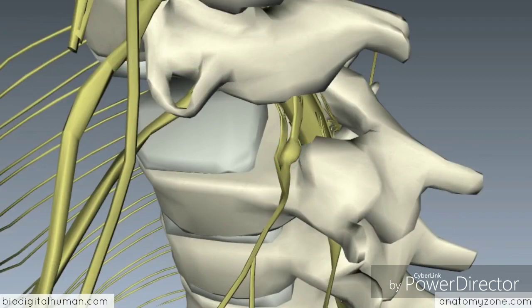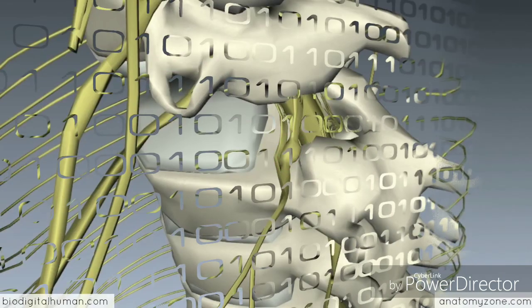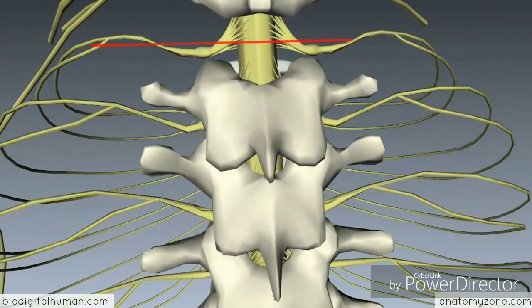So I'll talk about this in more detail in the next part of the tutorial. We're going to take a section through the spinal cord like this, and we'll look at the internal structure of the spinal cord and the layers that cover it.